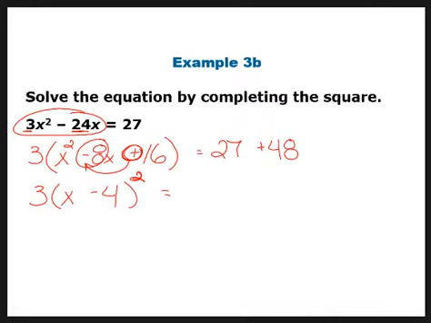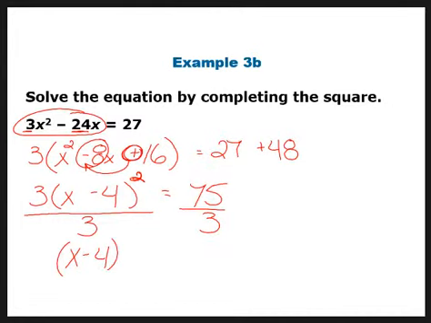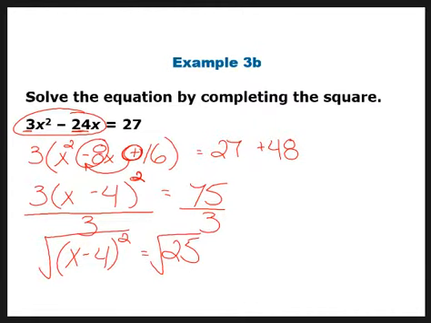It'd be 75. All right, which 75 is a pretty good number to have there because my next step would be divide by 3 to get the squared term by itself. So x minus 4 squared is going to equal 25. Okay, squared term is by itself, so we square root it. x minus 4 equals plus or minus 5.